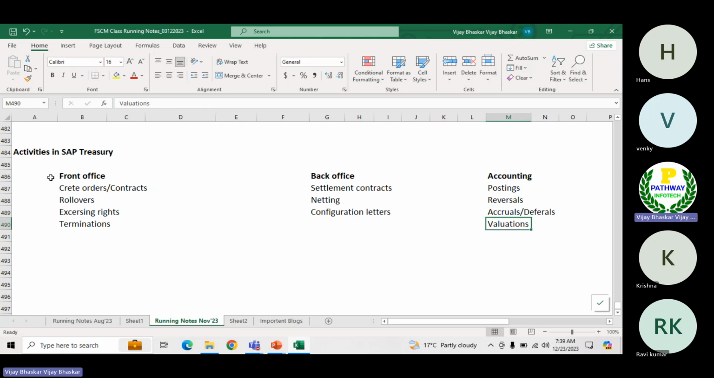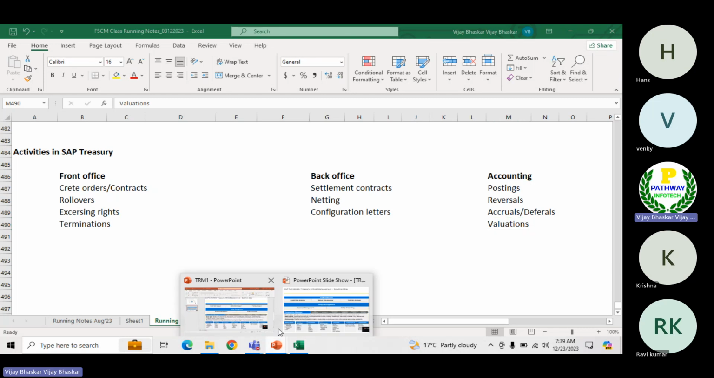We may see all these activities in Treasury. If you ask me whether we can perform all the activities for one instrument, yes, if you want, you can. But depending on the nature of the transaction and the situation, we perform the activities. Whichever activity is relevant, then definitely we would require to perform that one.